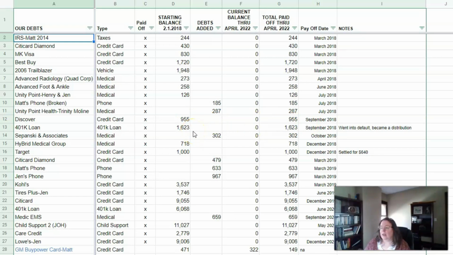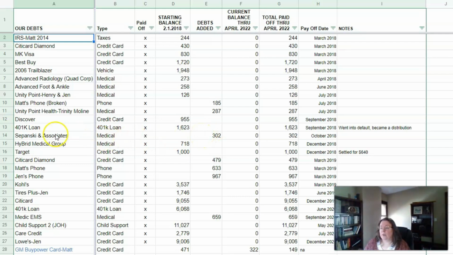And then the 401k loan that's listed here, this was Matt's. And it actually went into default because his employment ended, I can't remember, yeah, in September of 2018, his employment ended at his former employer. And so this is what he owed on it at the time. So that went to default. So essentially it became a distribution or income that we had to pay taxes on the next year.